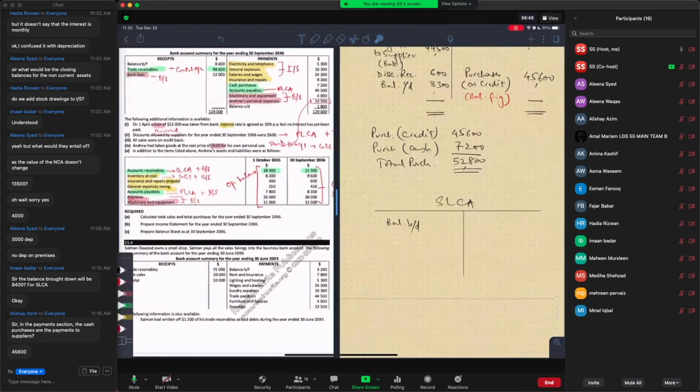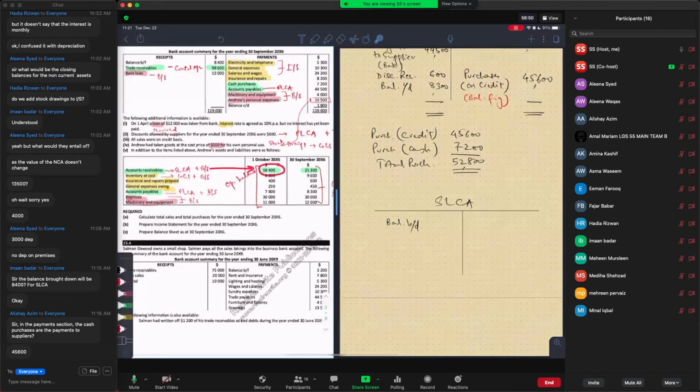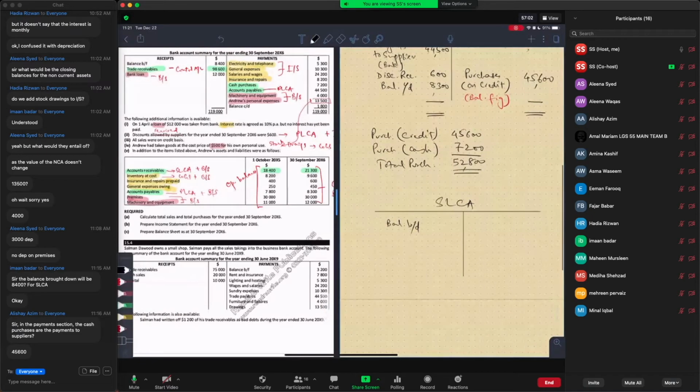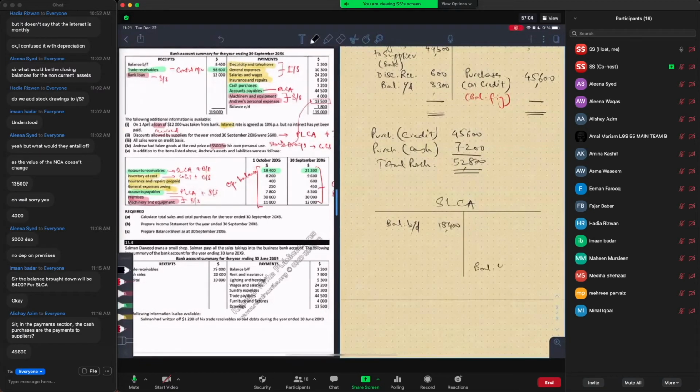That's the opening balance. 18,400 for sales ledger, because we're looking for trade receivables, and that is the closing balance here, right? So the opening balance is 18,400, and the balance carried down will be on the credit side, which will be 21,300.